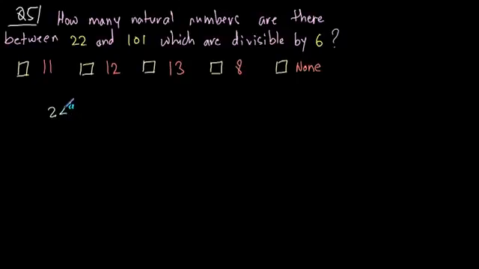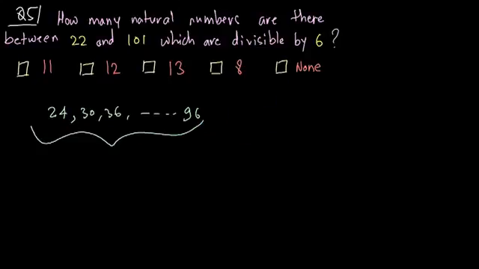So the first number in our series, actually we will be getting a series here, is 24. The next number, just add 6 to it, would be 30. The next number would be 36, and so on. And the last term here would be, let's subtract 1 from 101 and go back till we find a number which is divisible by 6. So 100 is not divisible, 99 is not, 98 is not, 97 is not, I think 96 is divisible. So we have the series, we have the first term and the last term.